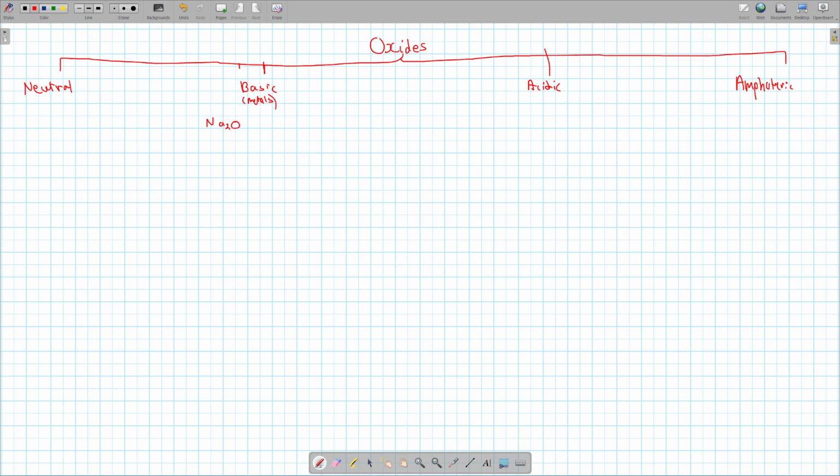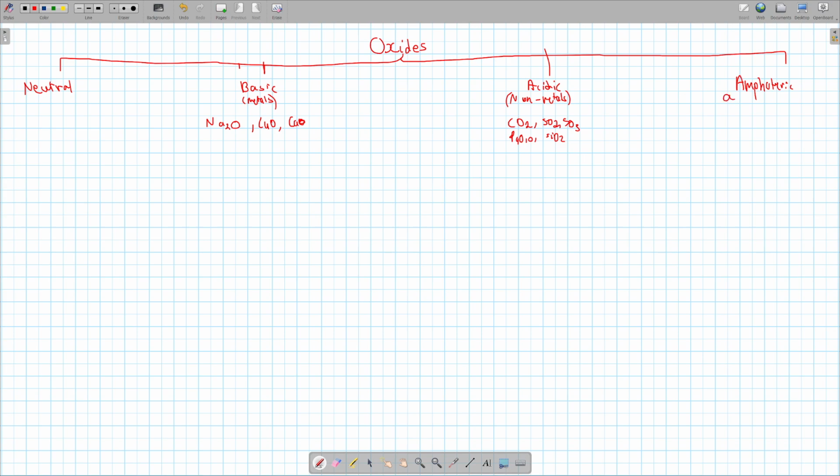Like Na2O, CuO, CaO. And oxides, anything that just has O at the end. Okay? What are acidic oxides? Non-metals. Like what? CO2, SO2, SO3, P4O10, and also SiO2. These are the most famous ones, the top three.